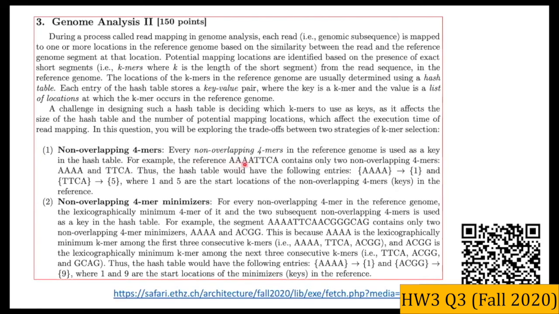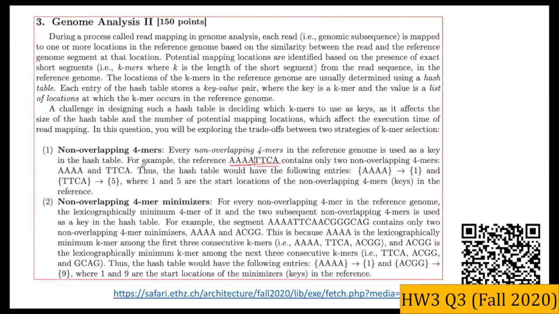For example, here we are giving you an example such that it's clear. This is the reference genome, and this example contains only 2 non-overlapping k-mers. Why is that? Because if you check how many characters we have, there are 8 characters. So if we extract only the non-overlapping k-mers, then we have this first k-mer and this second k-mer, each of them of length 4 characters.